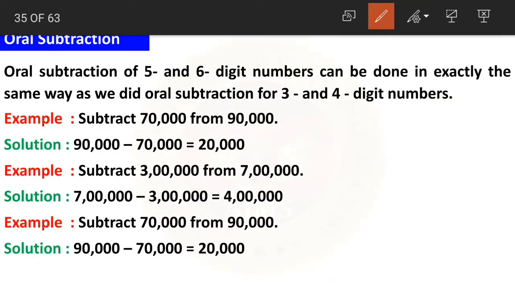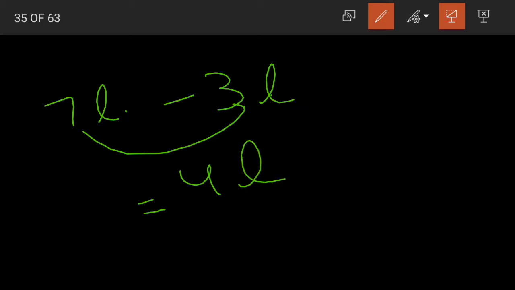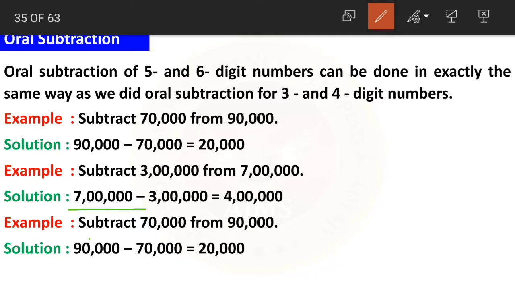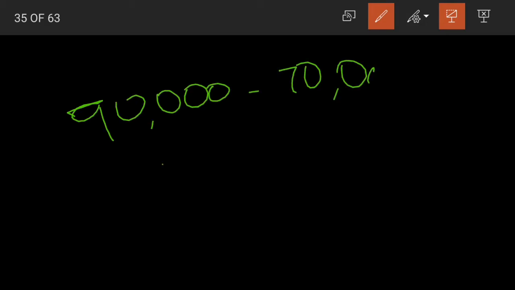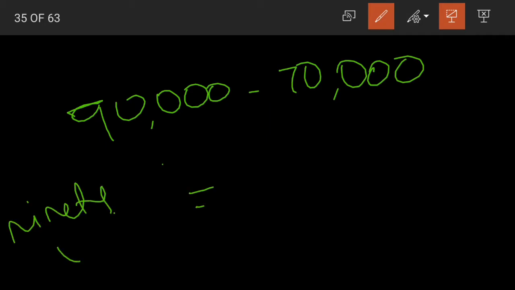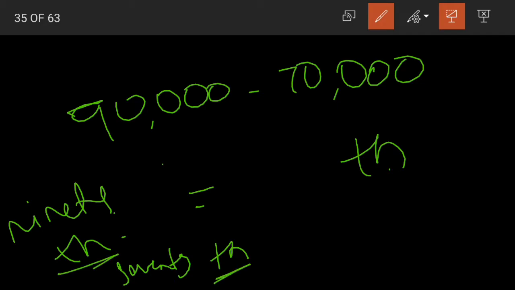Now here it is the same, right? 7 lakhs minus 3 lakhs is equals to 7 minus 3, 4 and lakhs. This is how we do oral subtraction. Coming to the last question, subtract 70,000 from 90,000. From 90,000 we need to subtract 70,000. Yes children, see, 90,000 minus 70,000. Now the answer will also be in thousands only.